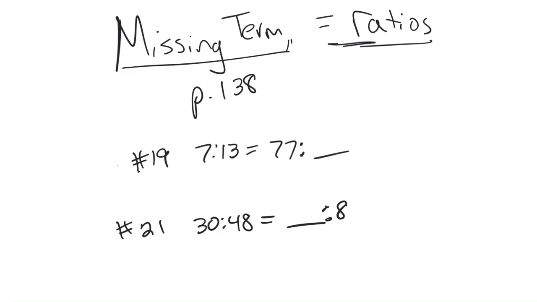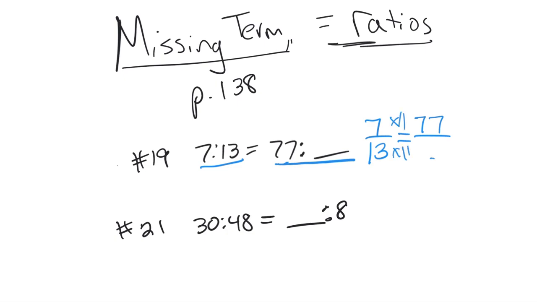So number 19 has a 7 to 13 ratio, and they're saying that that's the same thing or equal to 77 to a missing number. So I think it's easier for me to see this if I set it up like fractions. On my paper, I would write it like this, and then the first number goes on the top, and then we have a missing number right down here. So we just think, what do we do to go from 7 to 77? We multiply that by 11.